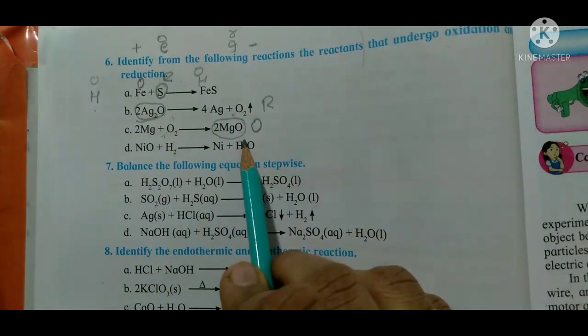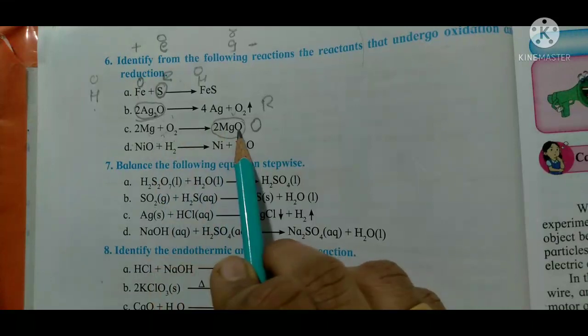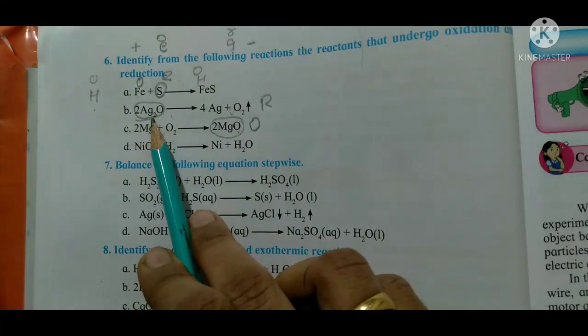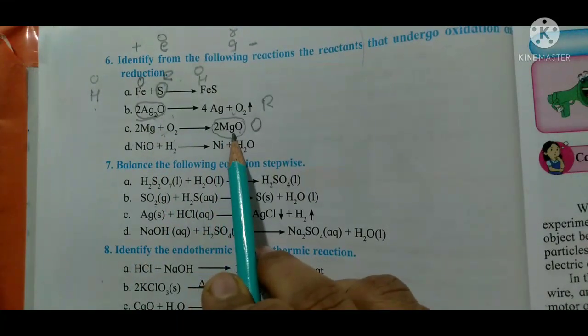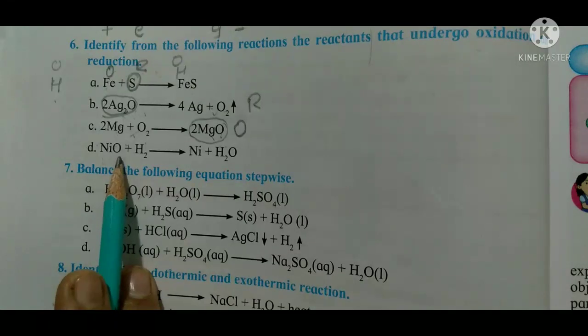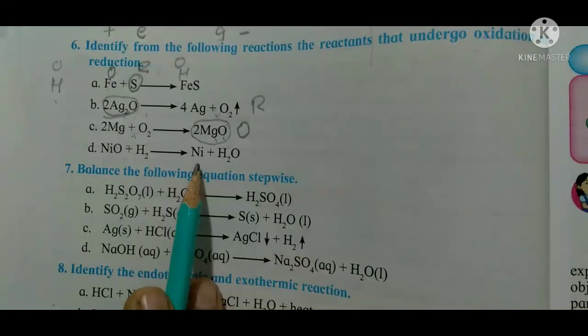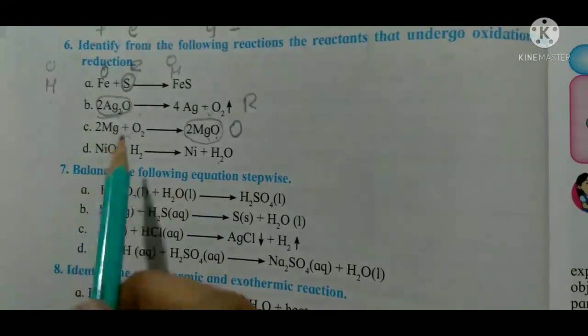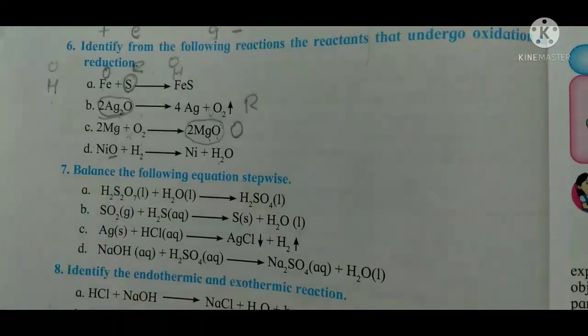So you will write oxidation of magnesium is taking place. Here reduction of silver took place, here oxidation of magnesium took place. Now see the fourth one, NiO, that is nickel oxide plus hydrogen. You got nickel and water. So oxygen is removed from nickel.